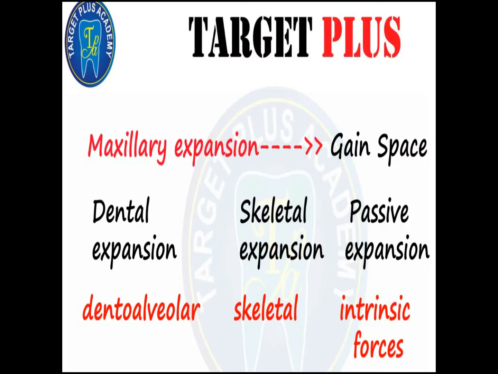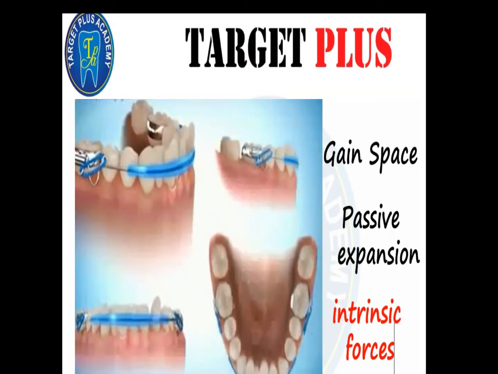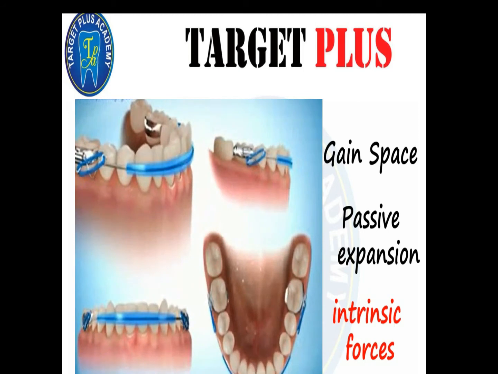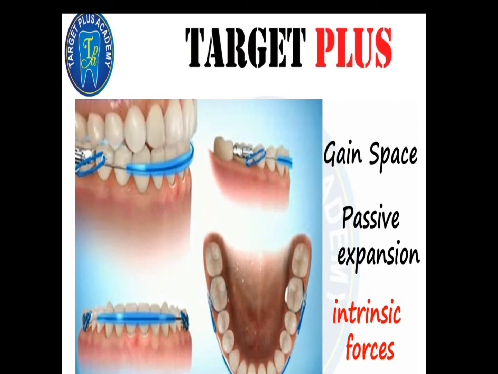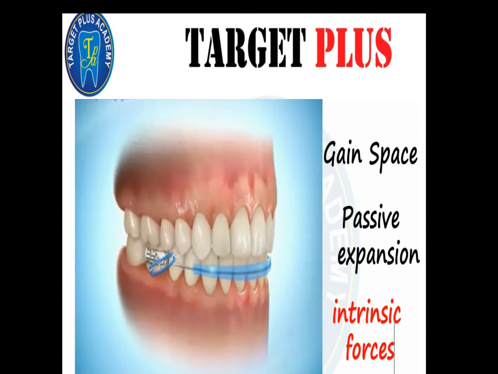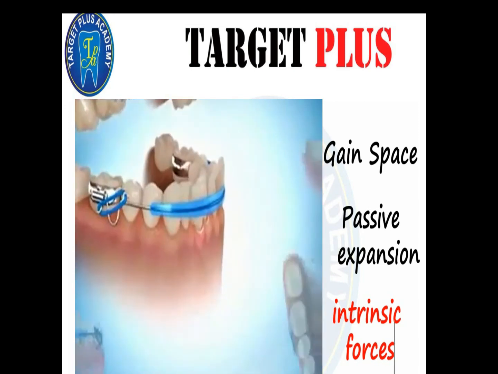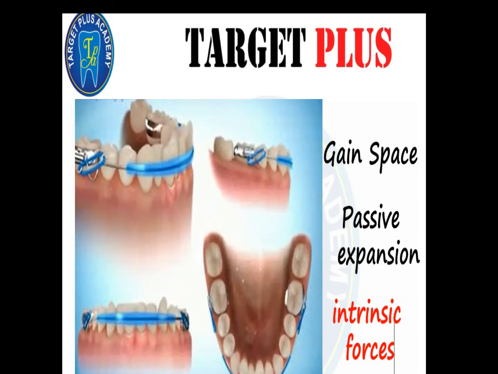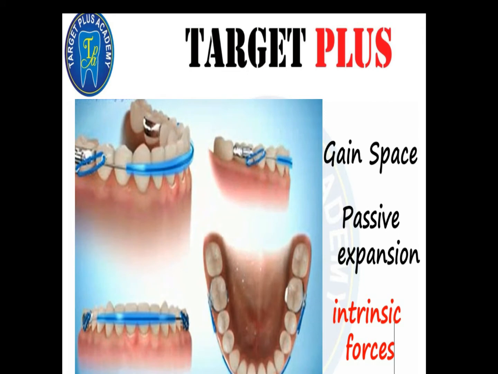Whereas the passive expansion is produced by shielding of the buccal and the labial mucosa with resultant expansion of the arches. So this type of expansion is not produced by extrinsic forces but rather is the result of intrinsic forces such as those produced by intrinsic activities or muscles like the tongue.